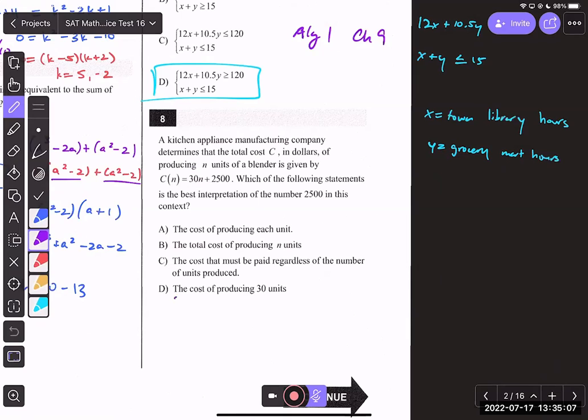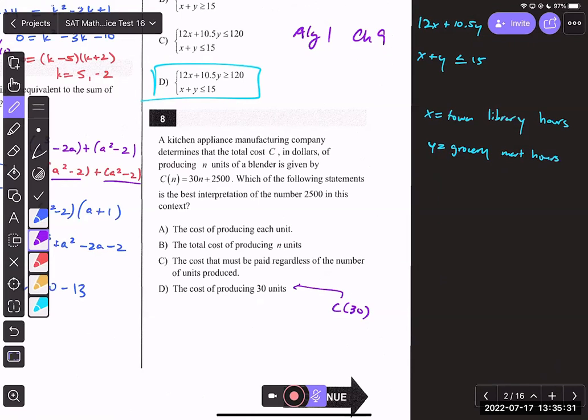So the cost of producing 30 units, that would be C30 actually, right? Because C30 represents the total cost of producing 30 units. So the cost of producing 30 units, that would be C30. Does that make sense? Oh, okay. And that's not 2,500, right? So what are we looking at then?